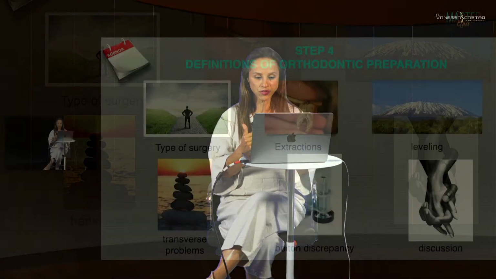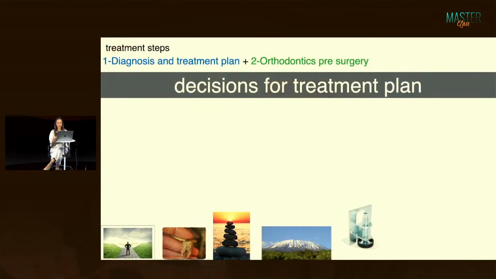So coming back to the fourth step, step 4 is the ortho preparation for orthognathic surgery. We need all the definitions before the treatment. It is not something that we are going to decide during the treatment. I need to understand everything that the patient needs at the beginning, the first time, and plan all the modifications that I will do on the teeth before the treatment. So the decisions for the treatment plan.